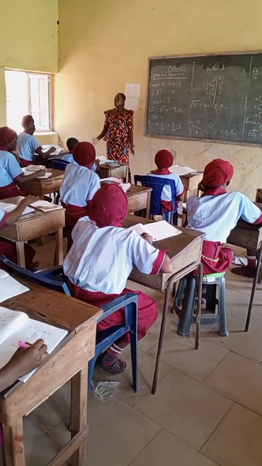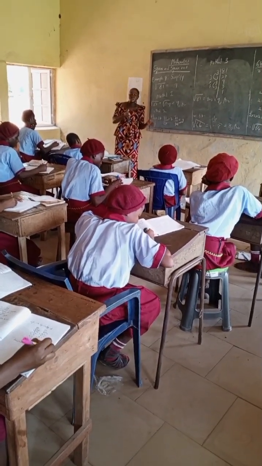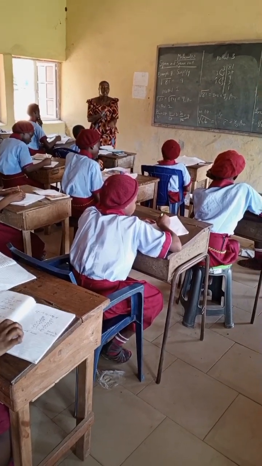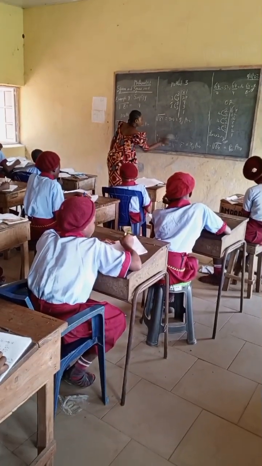So the square root of 81 is what? 9. The square of 9 is what? 81. Very good. Any question? No, teacher. Copy fast. Let's take another example.